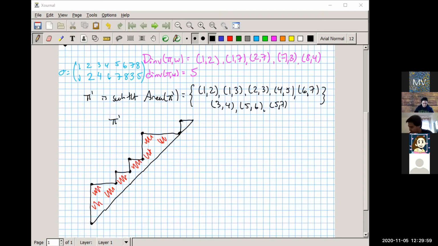Let's see, so we've got pi prime. What do we want to do? Do we want to do the zeta map of pi prime? It's also 12:30, so if we want to stop, that's also okay.